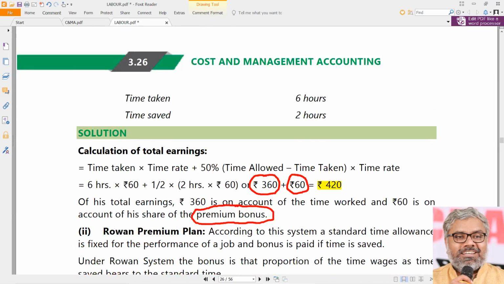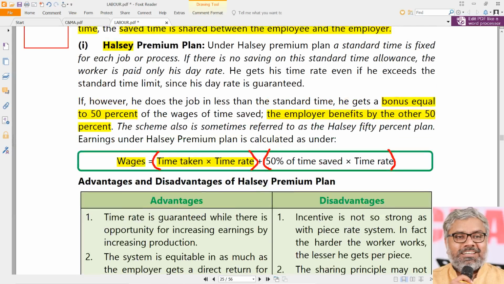Time taken into rate per hour. There is no difference there. Here also same. Time taken into rate per hour. But difference will come only in the second part. And what is the second part? The second part is bonus part.